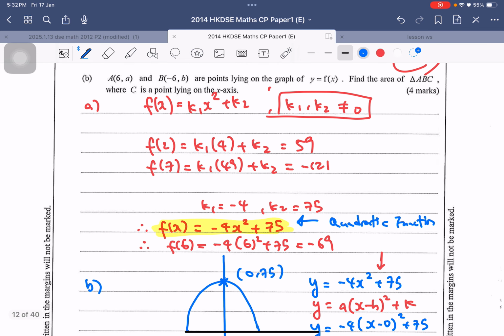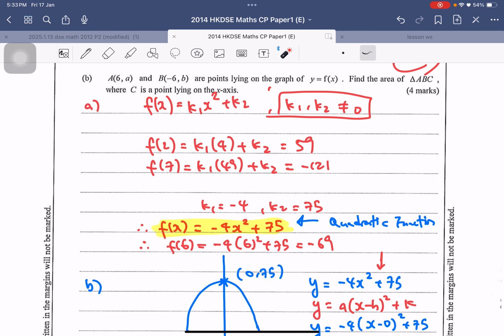And then let's see here. We have this point A, that's 6, a, and B is negative 6, b. That's the point. So when x is equal to 6, what's the value of a? Which a? The small a? When x is equal to 6, what's the value of a? This is a point on the graph, so it's actually passing through by this equation.